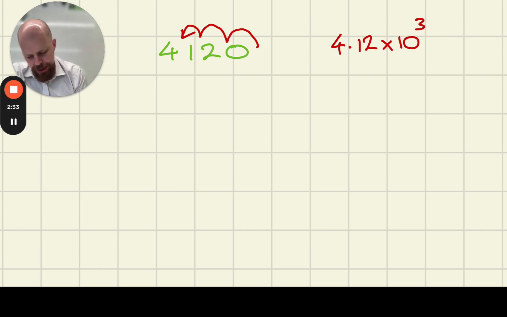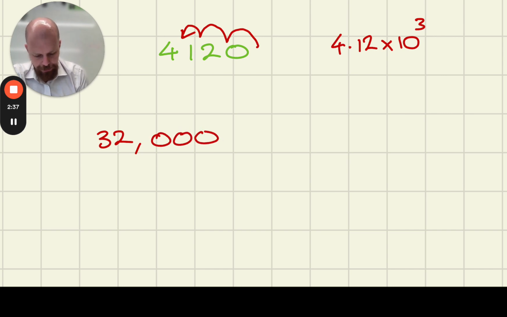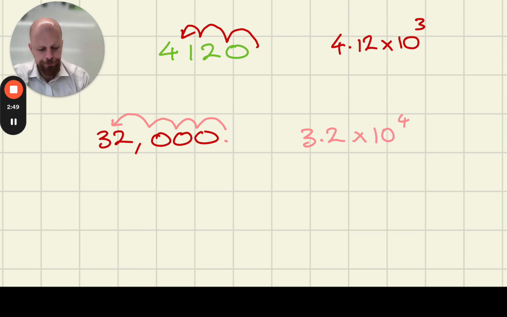Let's do another one. Let's take 32,000. Well, how many times does the decimal point move? At the moment, it's here. So we go 1, 2, 3, 4. So we would have 3.2 times 10 to the power 4.